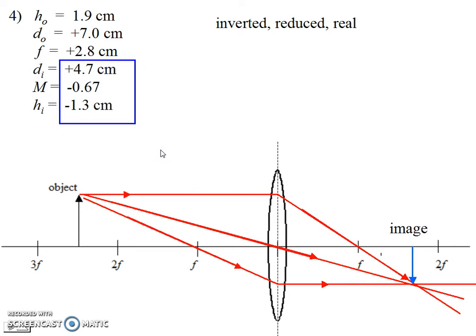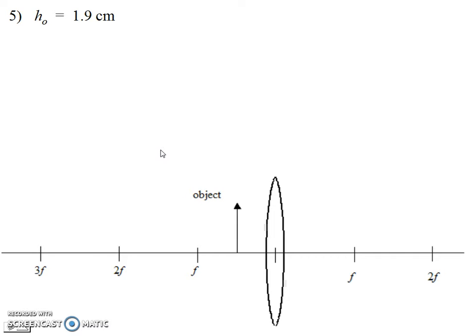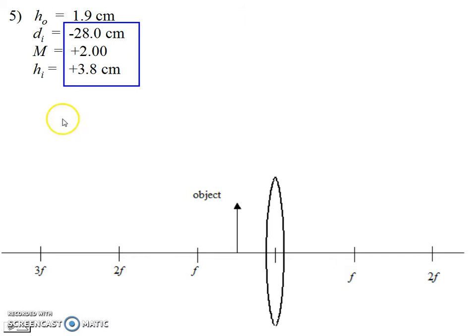Let's go on to problem 5. Now again, we've got a converging lens. It's convex in shape, thicker in the middle, thinner on the edge. Here are our math answers. We'll be getting negative 28 centimeters for image distance, a positive 2.00 for magnification, and positive 3.8 centimeters for image height, where again, we measured this in 2 sig figs. We only have 2 sig figs in our height, but these were given as 3 sig fig numbers, so we're allowed to use 3 sig figs in our answer.